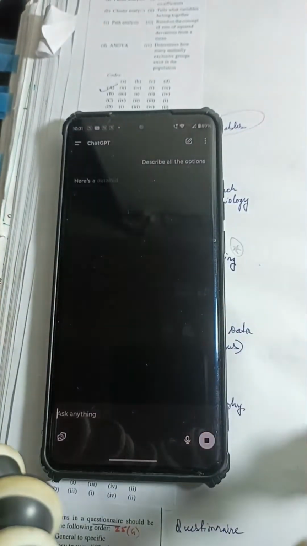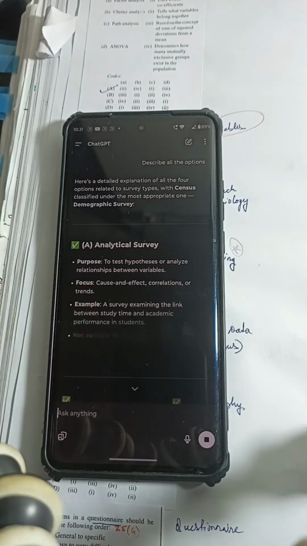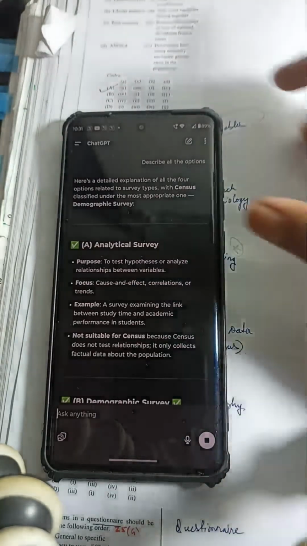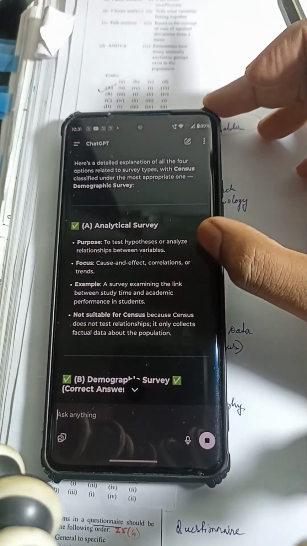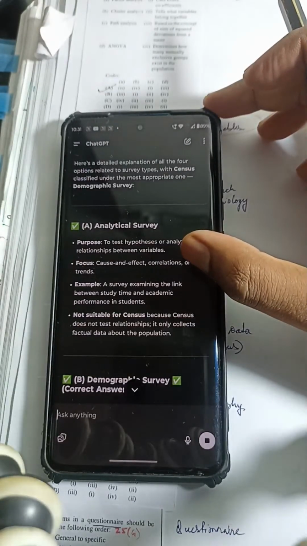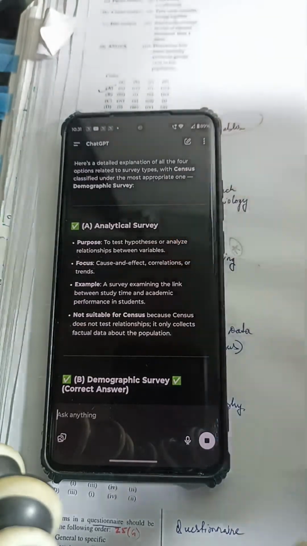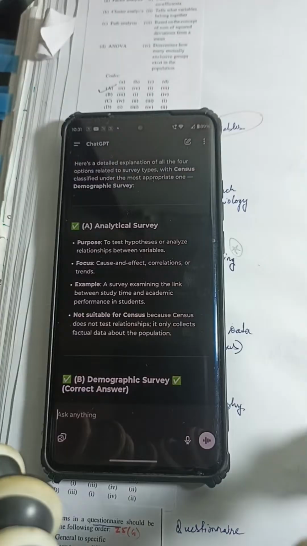Let's see what it generates. So analytical survey: the purpose of an analytical survey is to test hypotheses and to analyze relationships between variables. The focus of an analytical survey is cause and effect, correlational. So option A states analytical survey.